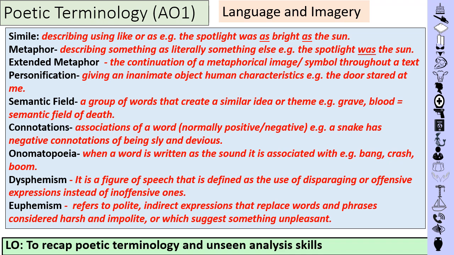Dysphemism is a figure of speech that is defined as the use of disparaging or offensive expressions instead of inoffensive ones. And a euphemism refers to polite indirect expressions that replace words and phrases considered harsh and impolite. So, for example, a euphemism for someone who died at war would be, oh, a soldier has fallen. Everyone knows what that means, but it's said in a kind of nicer way. Whereas dysphemism is where you have something that's neutral, and then you make it really bad.